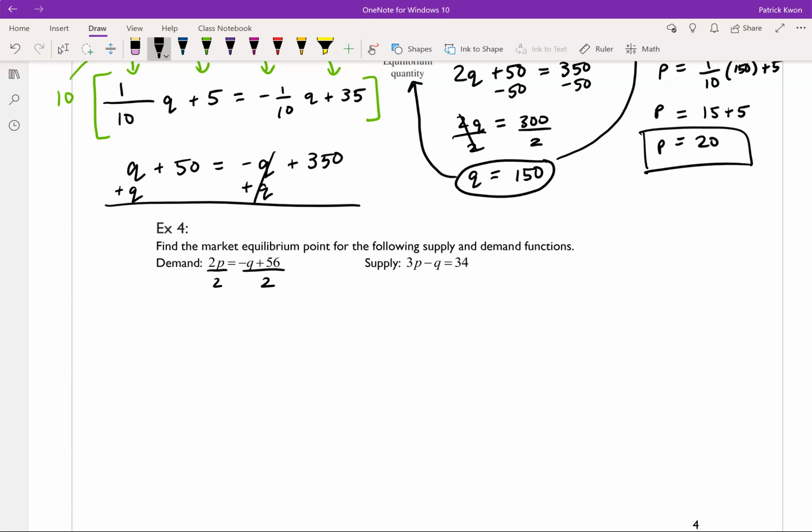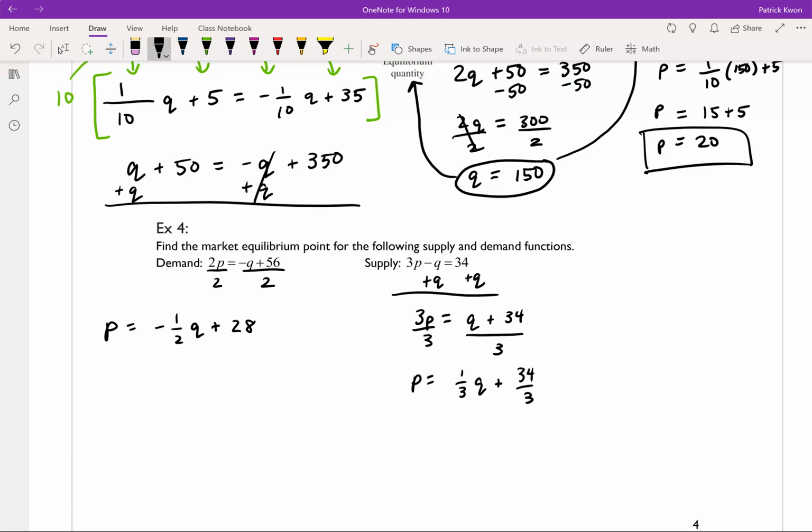So for this one, I'm going to divide both sides by 2. If I do that, then I end up getting P equals negative 1/2 Q, and 56 divided by 2 is 28. And then on this side, I will add Q to both sides. So I get 3P equals Q plus 34. And then I'll divide both sides by 3. And we get P equals 1/3 Q plus 34/3. Now, 34 is not divisible by 3 because I know that 3 times 11 is 33. So I'll just leave that as a fraction.